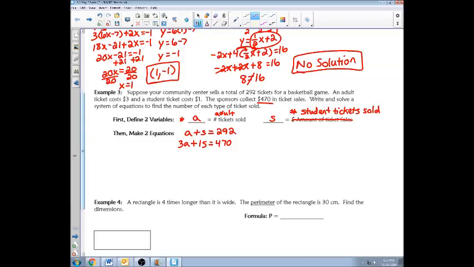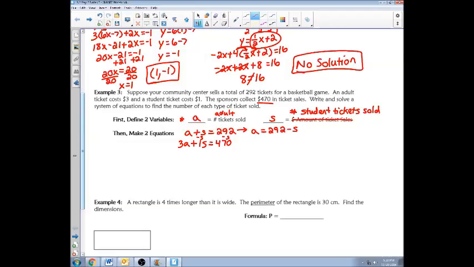From here, what I want to do is solve for one of my two variables. That way I can plug it into the other equation and go from there. I'm going to use this top equation. I'm going to solve for A. So I'm going to subtract S from both sides, so A would equal 292 minus S.